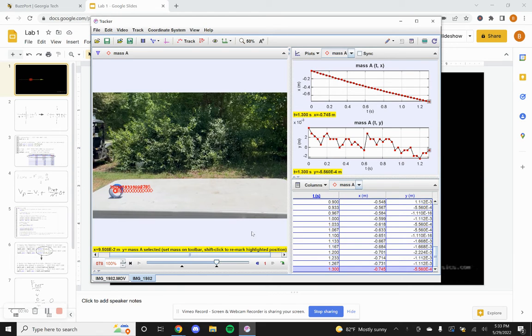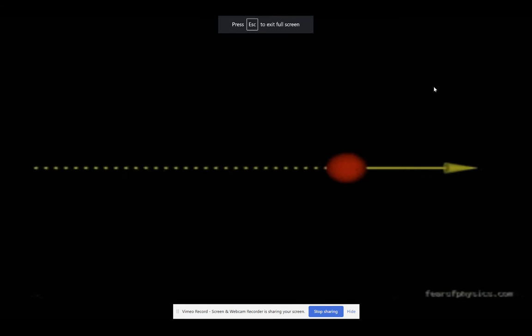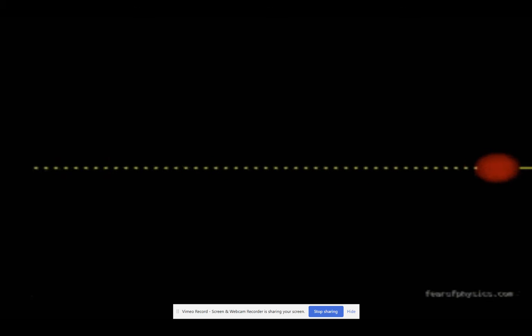For clarification, the constant velocity motion, which is supposedly observed here, means that the object is neither speeding up nor slowing down as seen in this video.